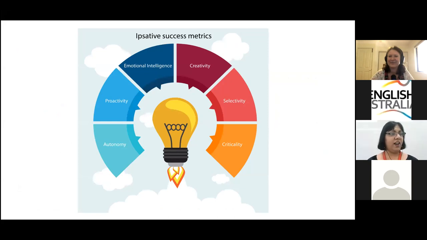We thought about how we measure this, and it is quite hard to measure, we admit that. This is how we will measure it: our ipsative success metrics are autonomous learning, proactivity, emotional intelligence, creativity, selectivity, and criticality. We had a little checklist of our own that we use, looking at whether they are able to work autonomously and tracking their progress with our metrics.